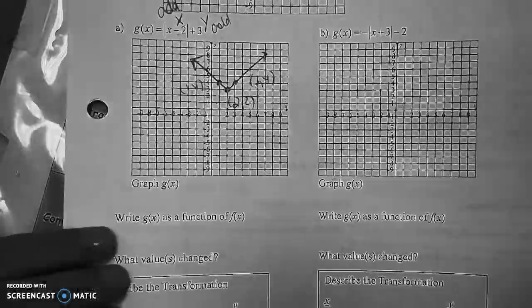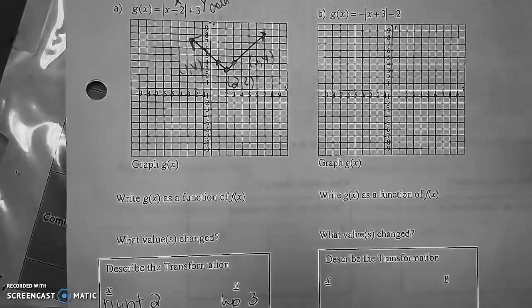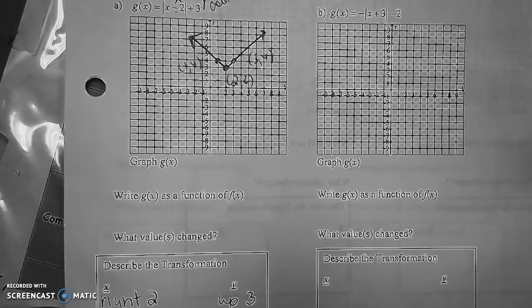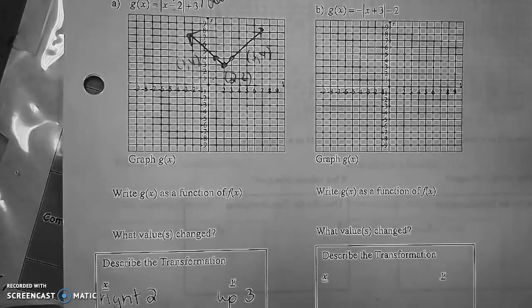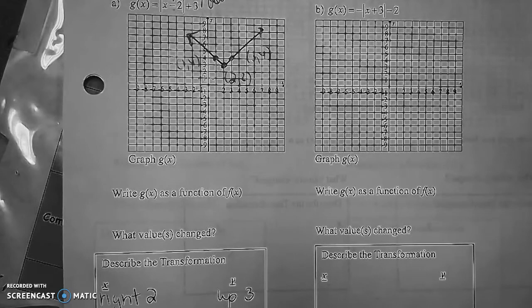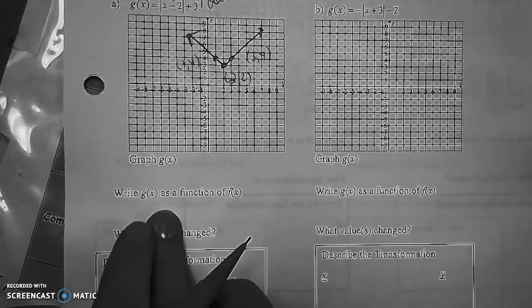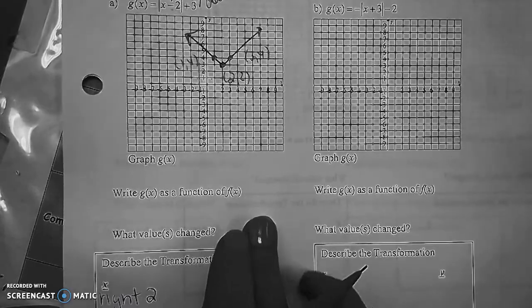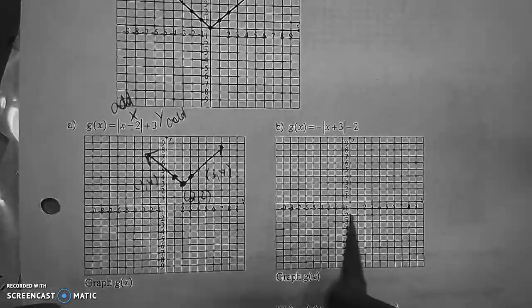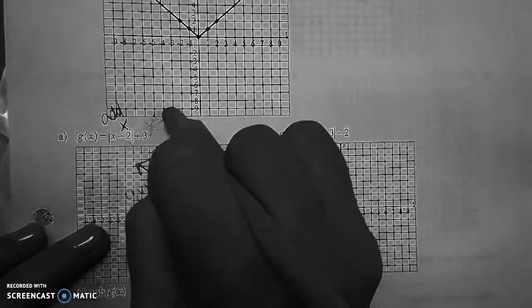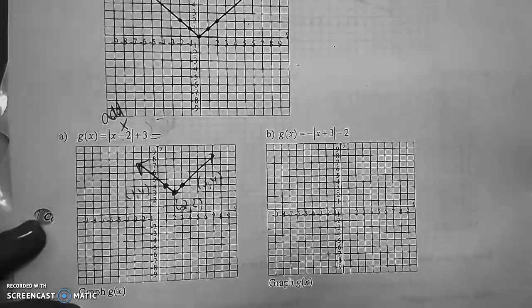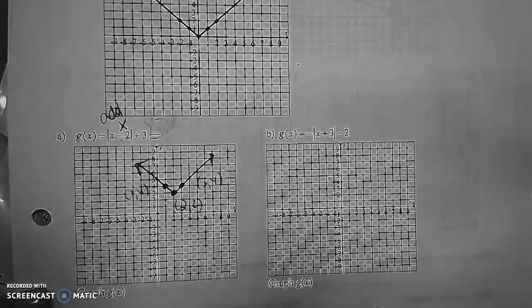So let's make sure that this function follows what we said. Does it look like we have taken our parent function and gone right? Does it look like we've taken our parent function and gone up? So our last thing we need to do is write g of x as a function of f of x. So I'm actually going to come back up and do that right here. It doesn't really matter where you do it, but I'm going to do it here.